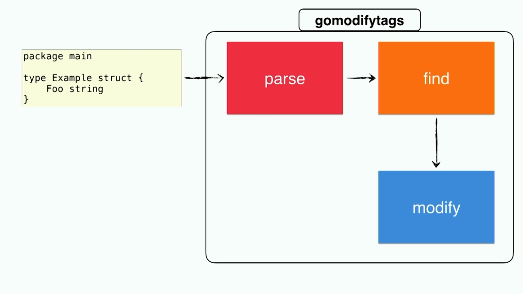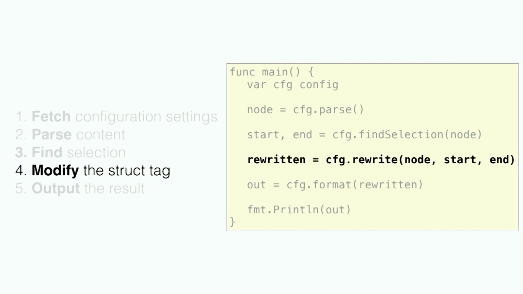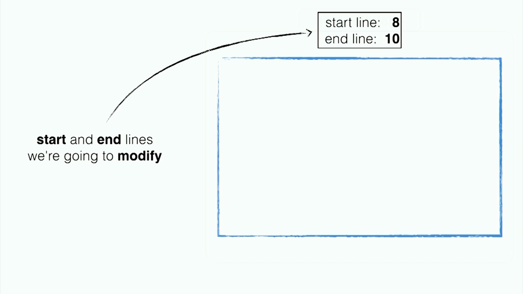So this was the find part, and now we are going to move to the third part, which is the modify part. This is where the fun is. In this part, we have the node itself, and we have the starting and ending position. Now we have all the information we need, and from the configuration we have the flags the user already passed. We can now go and find the struct with the starting and ending position, and then rename it. So let's start.